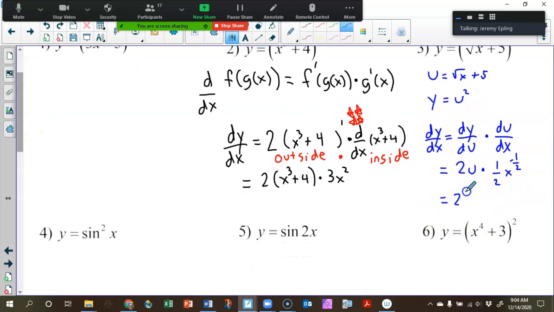So 2, in place of u, we'll put what u is, times 1/2 x to the negative 1/2. And notice, this is the derivative of the outside part. That's our power rule. And here's the derivative of our inside part, the derivative of the square root of x plus 5. That's our chain rule. Right?